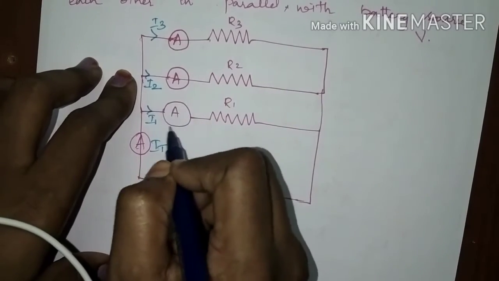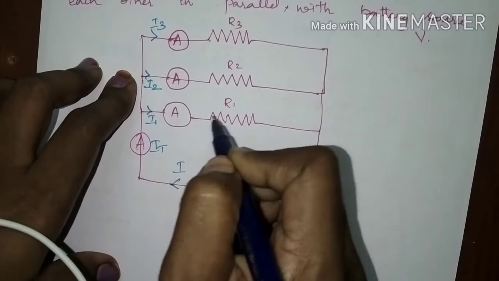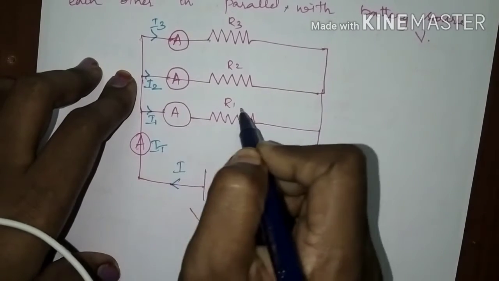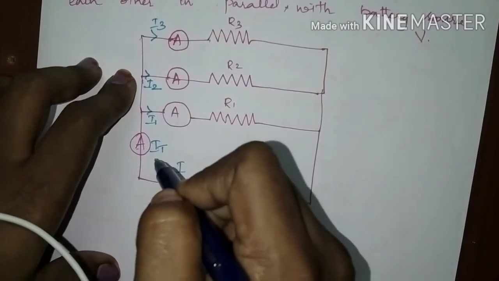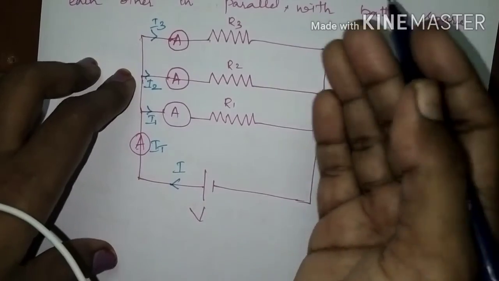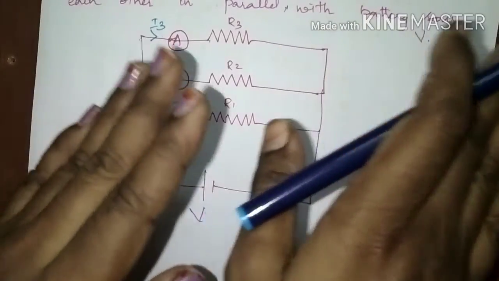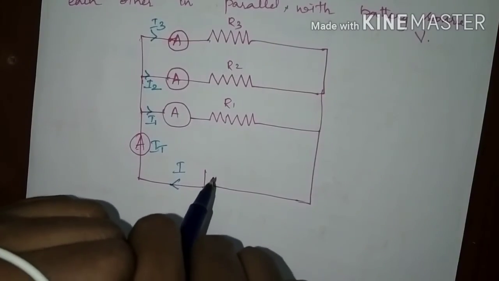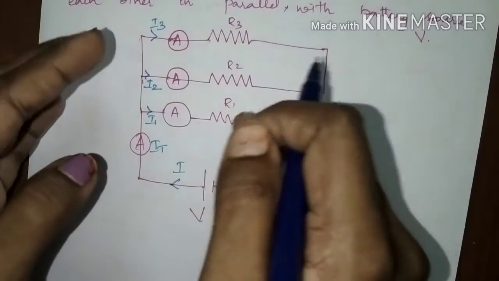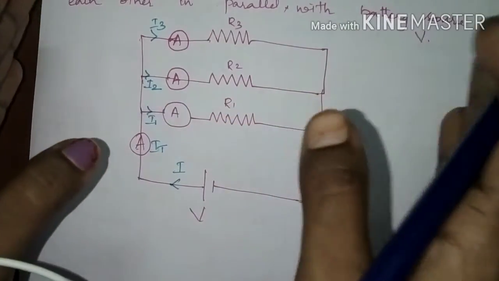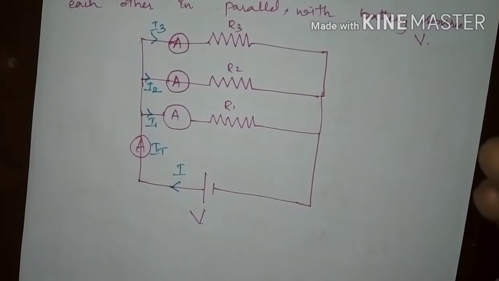So, I am keeping a separate ammeter for each branch to measure the value of the current flowing through each branch. By seeing this, we can say the current in a parallel circuit would be different in each resistor. It is not as in the case of the series circuit. The current in the parallel circuit would vary according to the resistance present in the circuit, whereas in a series circuit, the current is the same.